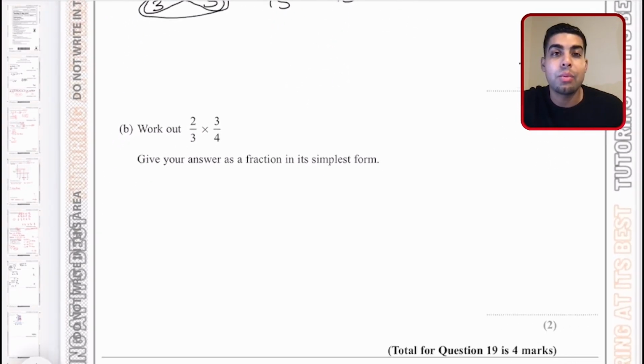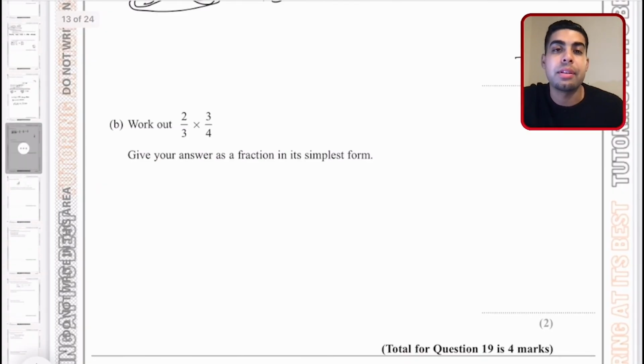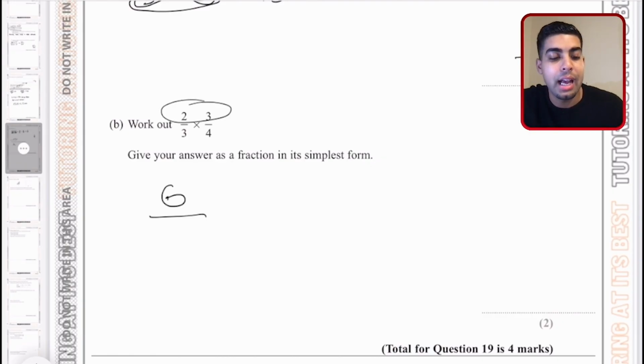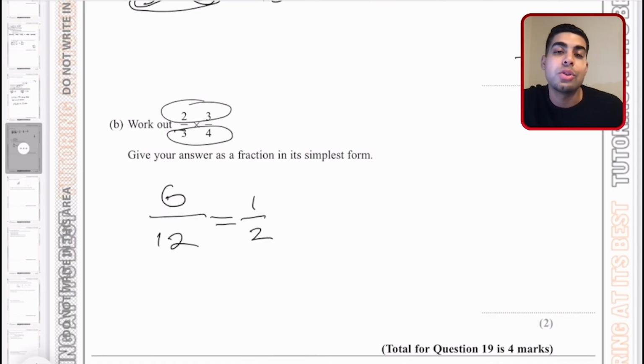And then with part B, this is slightly different. This is where you can simply multiply your numerators and your denominators. So again, we multiply 2 by 3, which gives us 6, and 3 by 4, which gives us 12. And again, that is equivalent to a half.